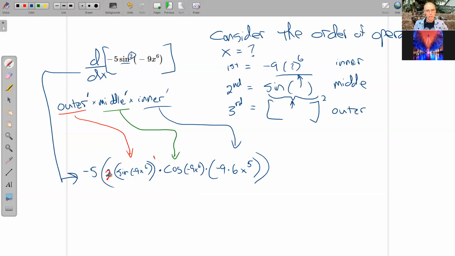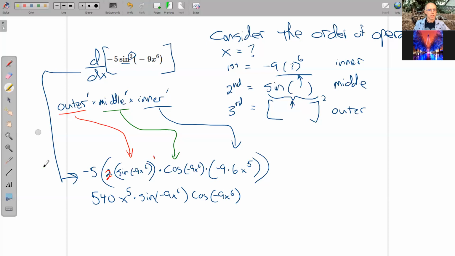All right, so we got a 5 times 2, which is 10, and a 9 times 6, which is 54 on a good day. And a negative times a negative is a positive. So I think I'm getting 10 times 54, so 540 out front. And then might as well bring the x to the 5th out front. I don't know why not? And then we have a sine times a cosine. So sine of -9x to the 6th times the cosine of -9x to the 6th.